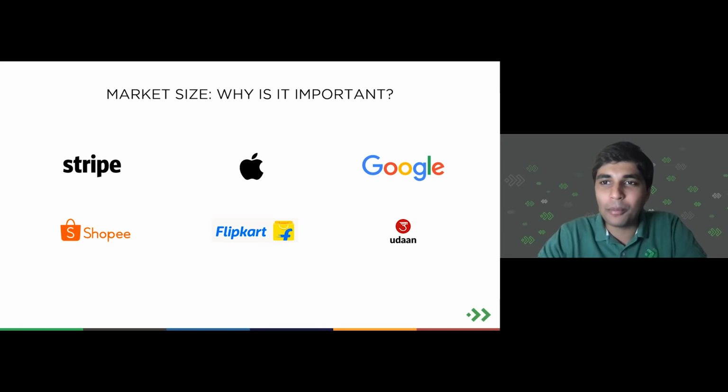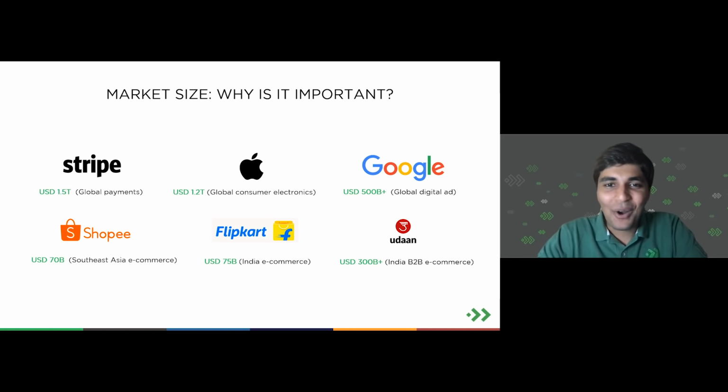What is one thing common in between all of these companies? All of them are predicated on one fact, which is that when they started, they were going after a huge market, right? Stripe was going after global payments. Apple was going after global consumer electronics. Google ended up going after the global ad market.